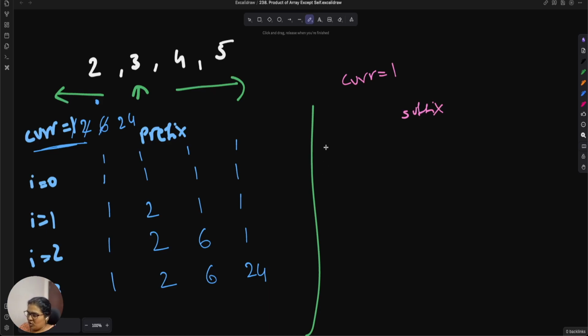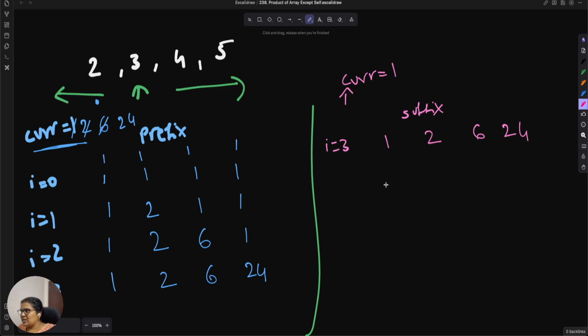Now let's find all the suffixes as well. And while doing the suffix, let's also update prefix into suffix because we already have them. When you are finding the suffix, you are multiplying with whatever is on your right. So let's start with the highest point in the array, which in this case is i equal to 3. Our current result array is like this: 1, 2, 6, 24. Let's take the current variable, which will have the product of all the elements on its right, the product of all the suffixes till the current point.